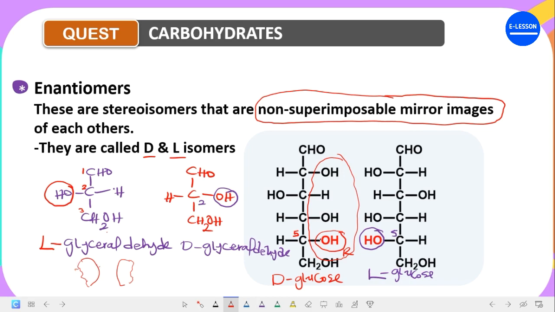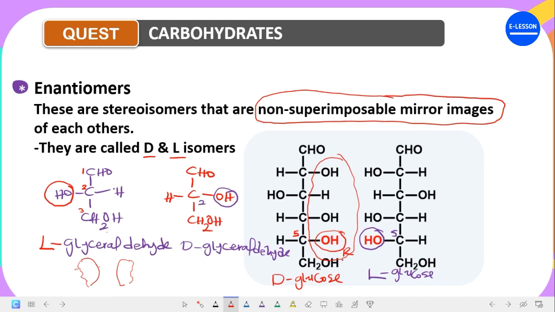Since this OH is telling us that this is D-glucose, if you must convert it to L-glucose, everything here must change to the other side. So changing everything to this other side, you see that this OH here is now here. This H that was initially here is now at the other side. This OH that was initially in front here is now at the left hand side. Then this OH that was at the right hand side is now at the left hand side. So if you look at it, you see that this is like a mirror image.